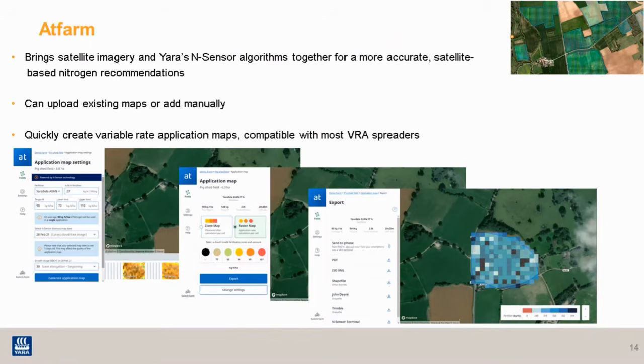And then once you've put your desired product in and the parameters, you will end up with this application map, which you can then export out as a shape file, which you can see there on the left-hand side in terms of the different brands. So it's as simple as that. So that's @Farm in a nutshell. So it's a more affordable way into perhaps starting out with some variable rate nitrogen applications.